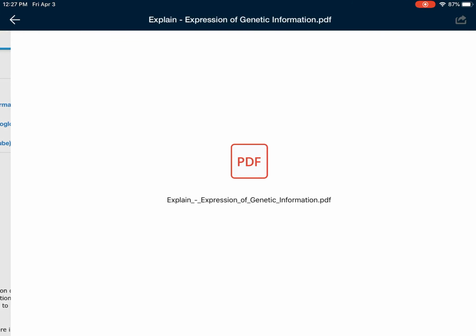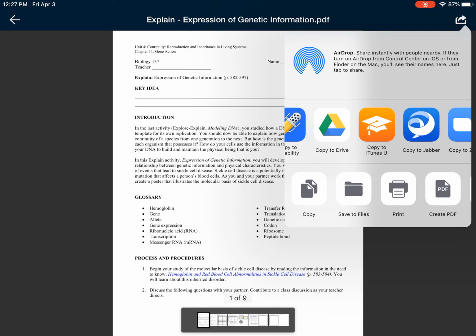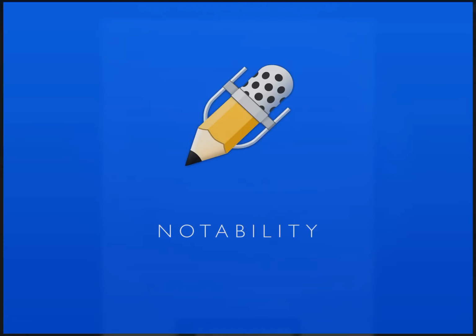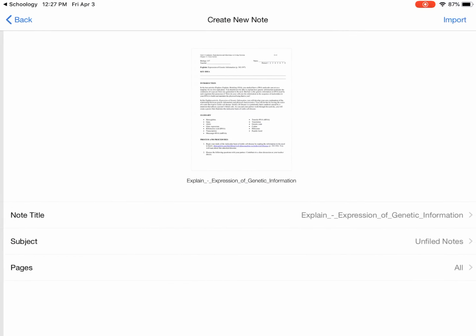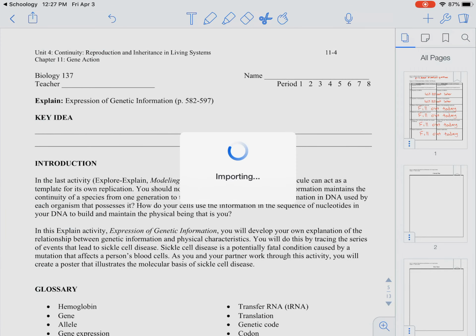So you download that, you put that into Notability. Copy to Notability. Once it's in Notability, I'm going to create a new note. I'm going to import it all. So there we have my assignment.